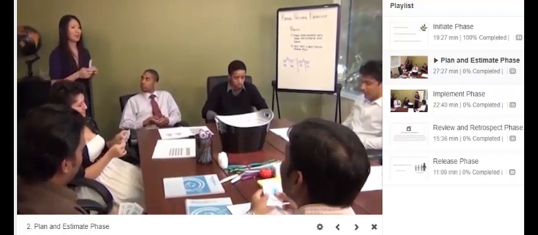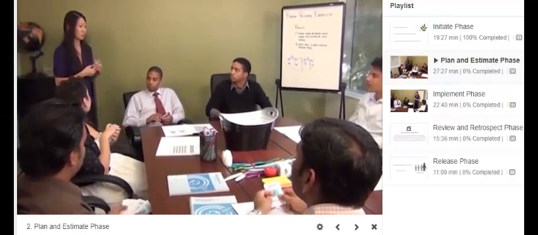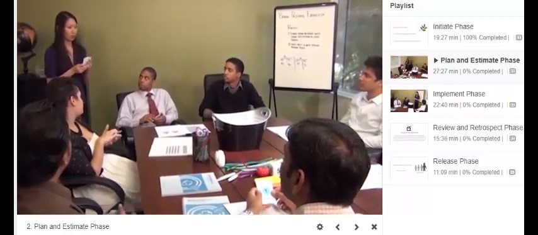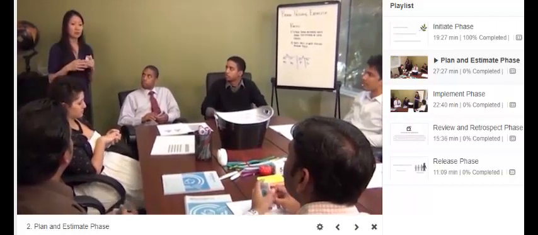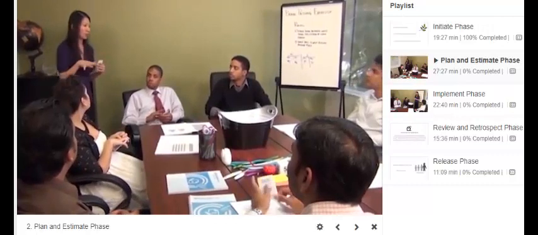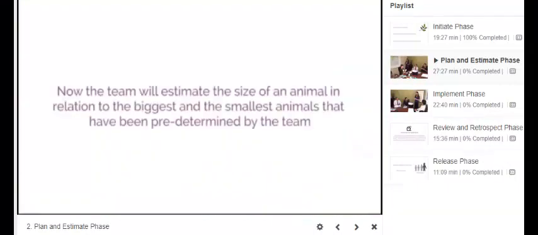Now, with that in mind, part of the beauty of how this works with the estimation cards is that it's anonymous in terms of what your guess is. That means you would not want to reveal your estimate until everyone is ready to reveal it at the same time. Now the team will estimate the size of an animal in relation to the biggest and the smallest animals that have been predetermined by the team. The animal to be estimated is a horse. Let's see how the estimation is done using planning poker.